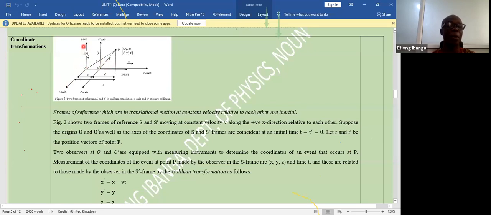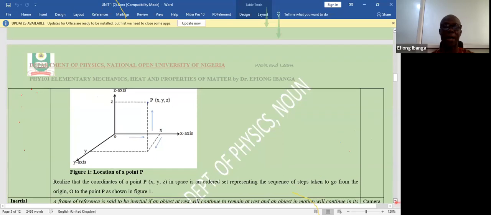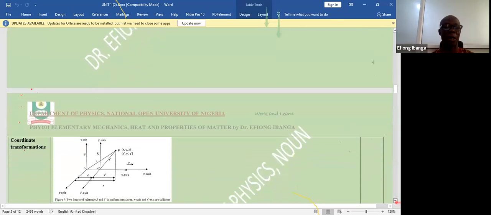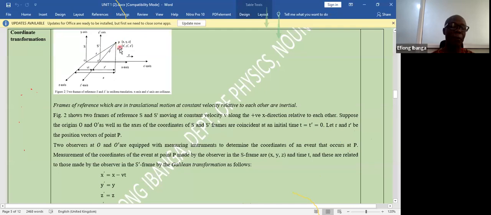Each of these frames of reference has three axes, X, Y, and Z, as I've arranged them; they could have been arranged any other way. Things like this are called frames of reference. Frames of reference which are in translational motion at constant velocity relative to each other are called inertial frames of reference. You will see this in the opening part of your course material. The most important thing I want to draw your attention to is how the observation of an event at point P is related between this observer and that one.